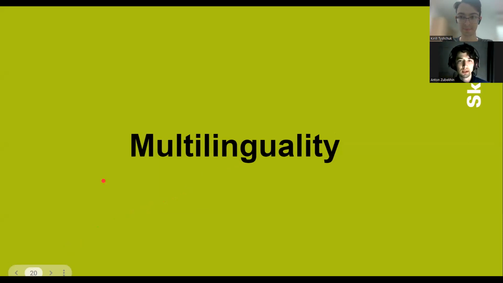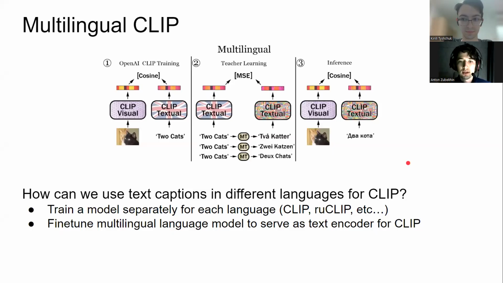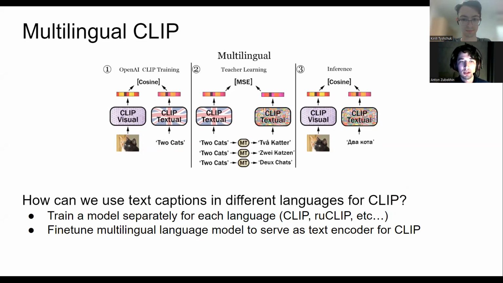Okay, that is the end of our first part. The second part was a study of possibilities of multilingual CLIP models. As Kirill said, there are some common techniques for training a CLIP model to align embeddings of a text caption and an image. But what if we use captions from different languages? The most straightforward way is to train a different CLIP model for each language.